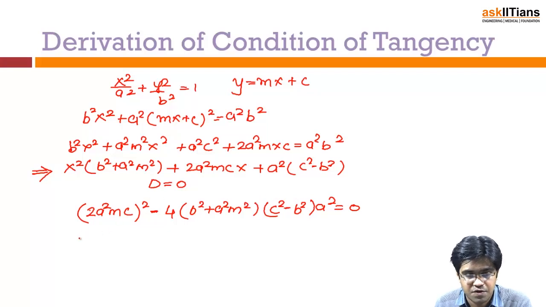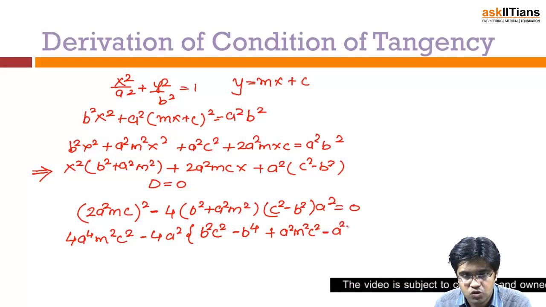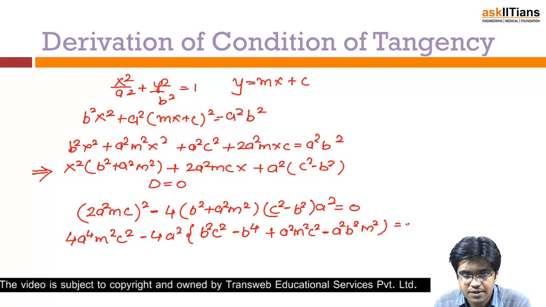Now we just need to simplify. That means this will become 4 a to the power 4 m square c square minus 4 a square times b square c square minus b to the power 4 plus a square m square c square minus a square b square m square equals 0.